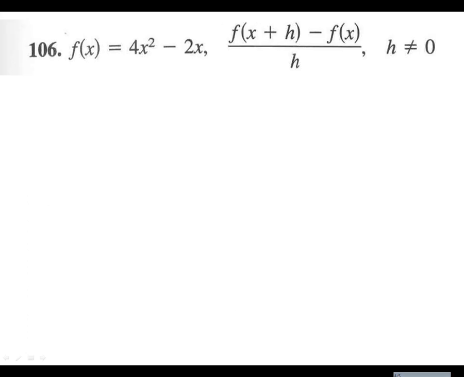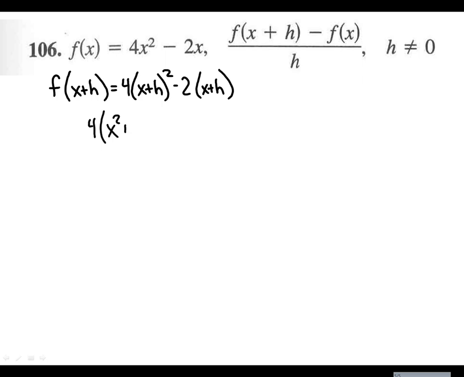All right, last one, 106. F of x equals 4x squared minus 2x. Same steps. F of x plus h equals 4(x plus h) squared minus 2(x plus h). So we'll have 4 times x squared plus 2xh plus h squared. That's foiling the squared. Minus 2x minus 2h.